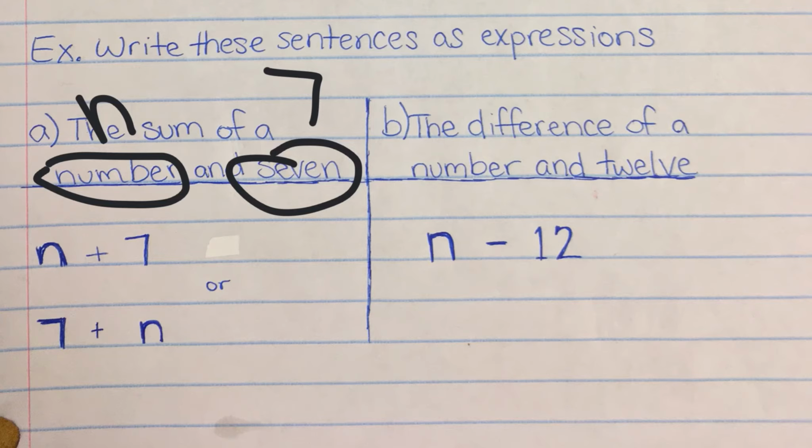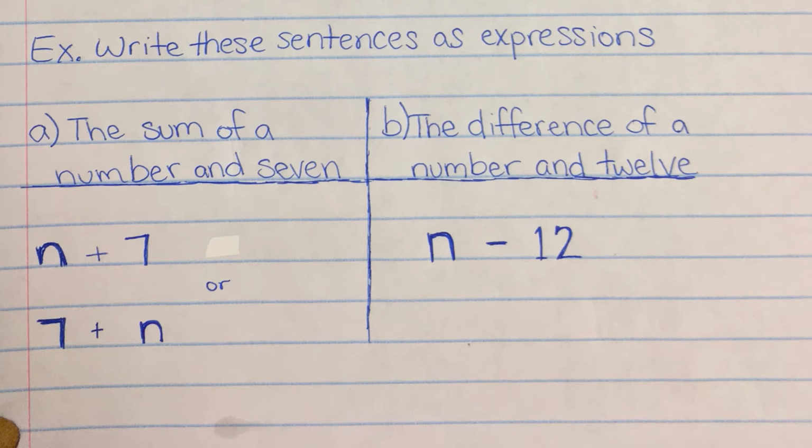Okay, so we have n and 7, and the next thing we've got to do is identify what kind of function we're working with. We use the word sum to realize that it is an addition problem. So we're doing an addition problem of a variable n and 7, and we see that here. We have n plus 7. Number is n, 7 is 7, and sum is a plus sign. And because of the commutative property, n plus 7 is the same thing as 7 plus n. So either of these will work as the correct answer.